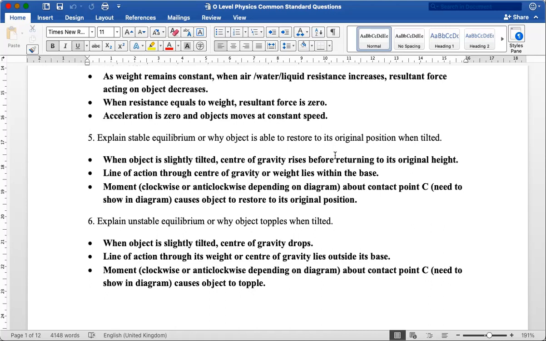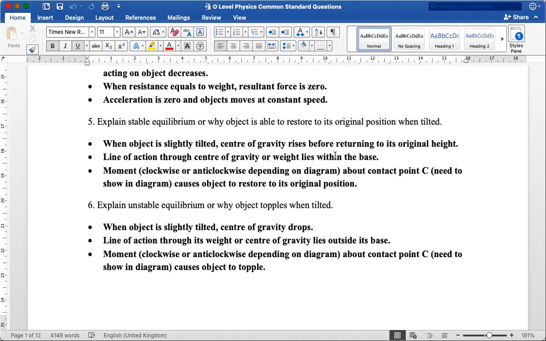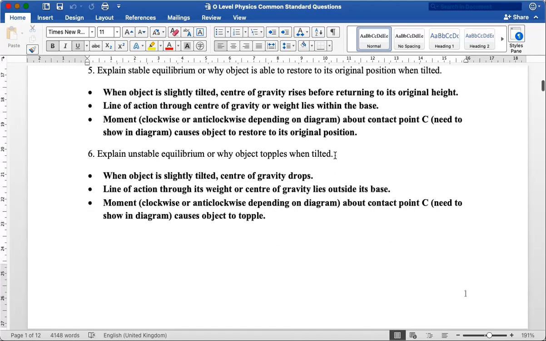Explain stable equilibrium or why object is able to restore to its original position when tilted. When object is slightly tilted, the center of gravity rises before returning to its original height. The line of action through center of gravity or weight lies within the base. Moment about the contact point C causes object to restore to its original position.